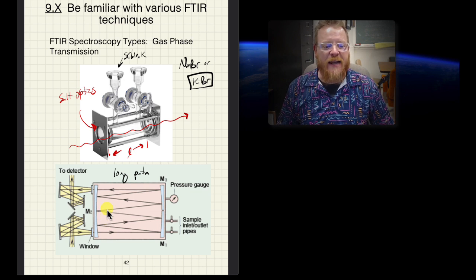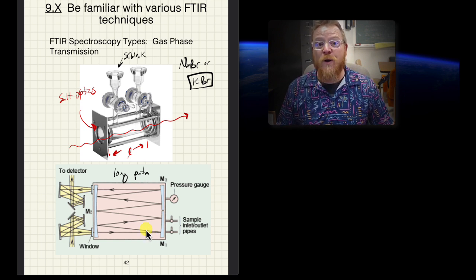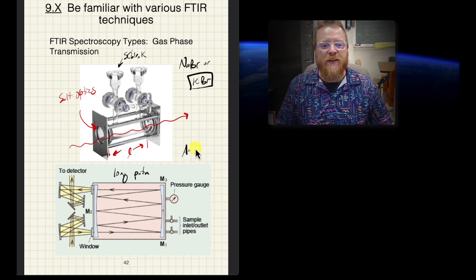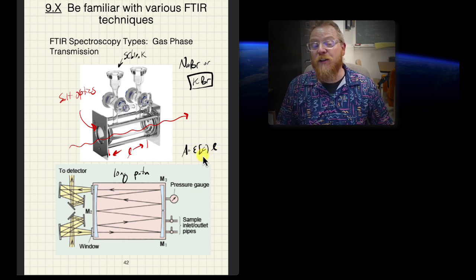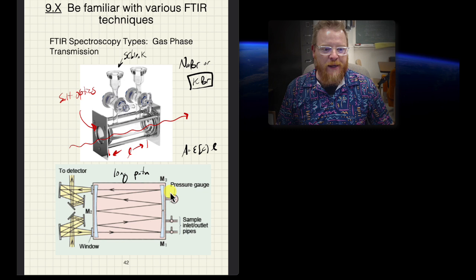So we also have things that are called long path cells, and this is a very similar idea where an IR beam will transmit through the cell. But now if you want to do work at a very, very low concentration and you need a long path length to detect anything, right? Remember, absorbance equals molar absorptivity coefficient times concentration times path length, right? So for a very low concentration, if you have an enormous path length, you can observe a spectra that way.